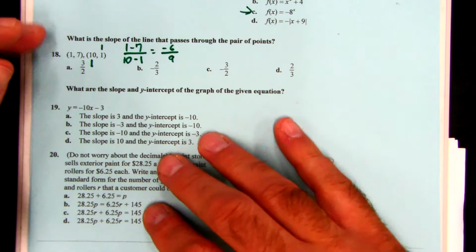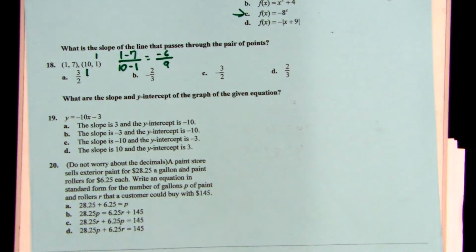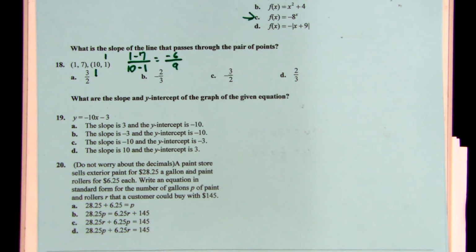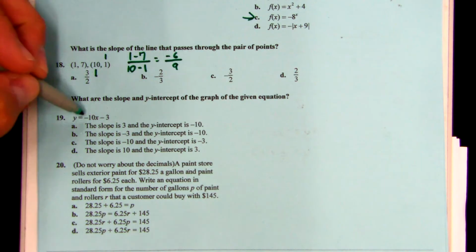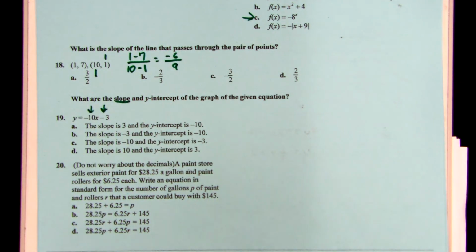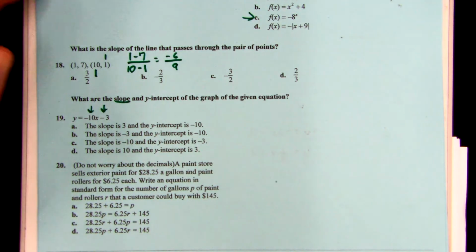Problem number 19. Name the slope and the y-intercept. This one should have been the easiest question on the test because it's in slope-intercept form, which means the first number I run across is the slope. The second number I run across is the y-intercept. So the first number is negative 10. The second number is negative 3.